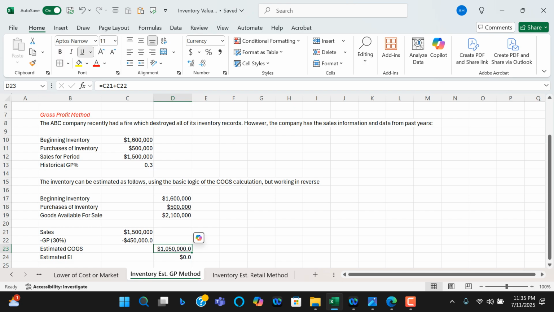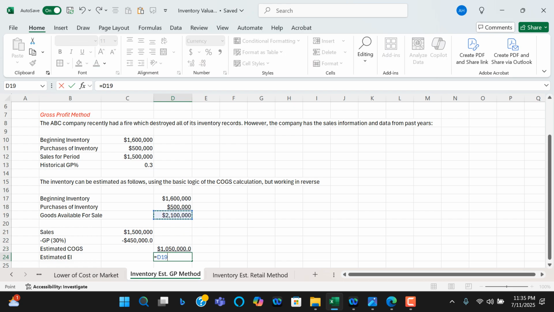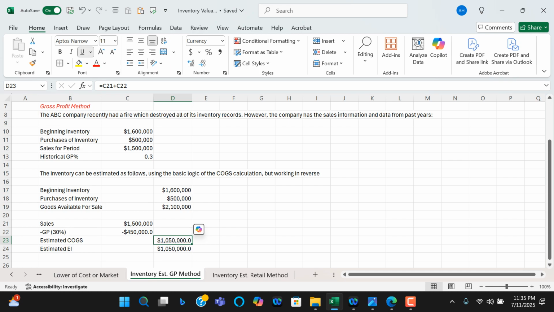So that means your estimated ending inventory is actually half of that, which is by coincidence, by the way, that minus that number, so we'll just put a negative in front of this here.